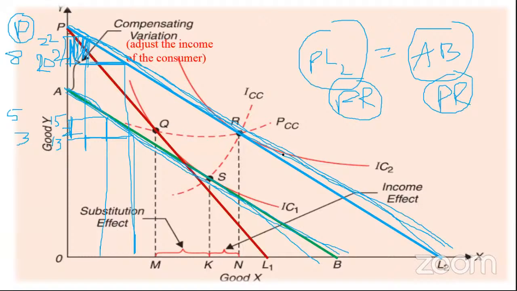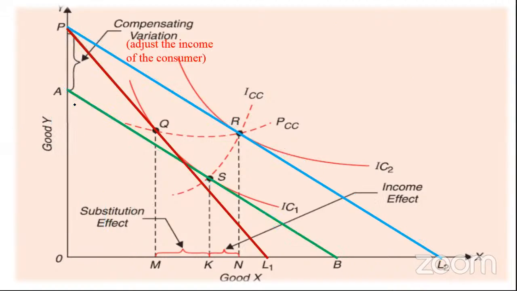So the price ratio will be the same, to equalize the price ratio of the PL2 and the price ratio of the AB line, the compensating budget line. To equalize the price ratio of both budget lines, we compulsorily draw a parallel line to PL2. So here the green line is exactly parallel to PL2. Why? Because we draw a parallel line to show the price ratio is the same, the change in the price of Y and the change in the price of X is the same. So we draw a parallel line.